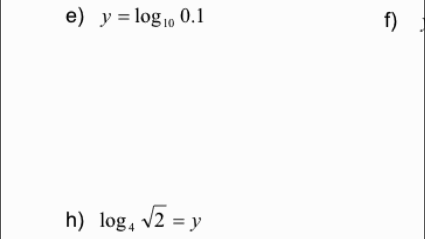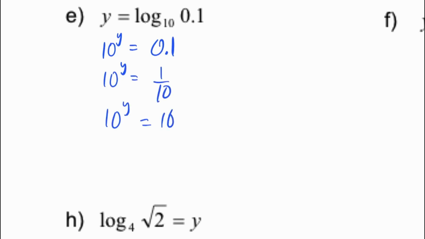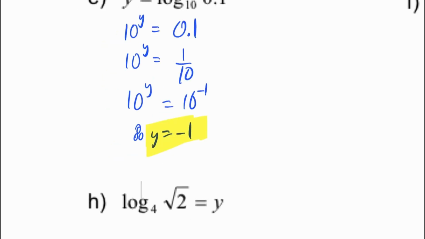Moving on, let's check out sample problem E here. So y equals log base 10 of 0.1. Okay, so let's put it back into the more familiar notation. So 10 to the exponent y equals 0.1. Well, let's try to express 0.1 as base 10. Well, 0.1 is the same as 1 over 10, which is equal to 10 to the negative 1. Therefore, y is equal to negative 1. Pretty simple. Next, part F.